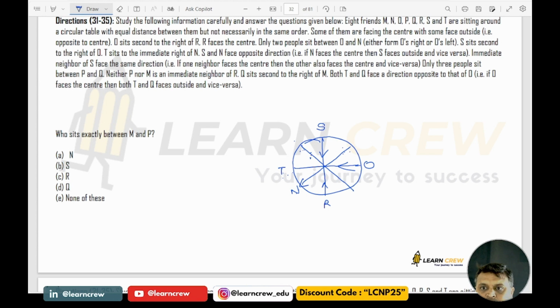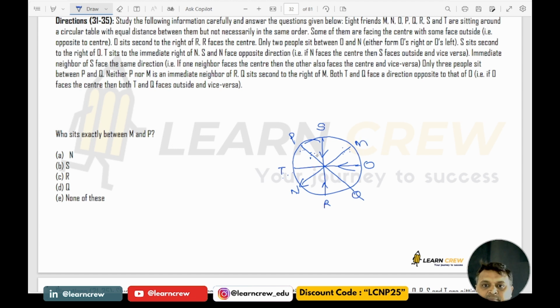Next, only 3 people sit between P and Q. So 1, 2, 3. So one is P, the other is Q. Out of these two, one is P, one is Q. And what else? Neither P nor M is the immediate neighbor of R. So P cannot be here. So P must be here and Q must be here. And the remaining person who is left is M.